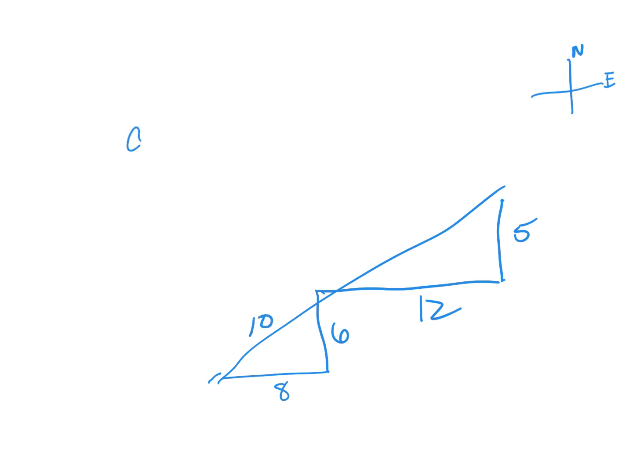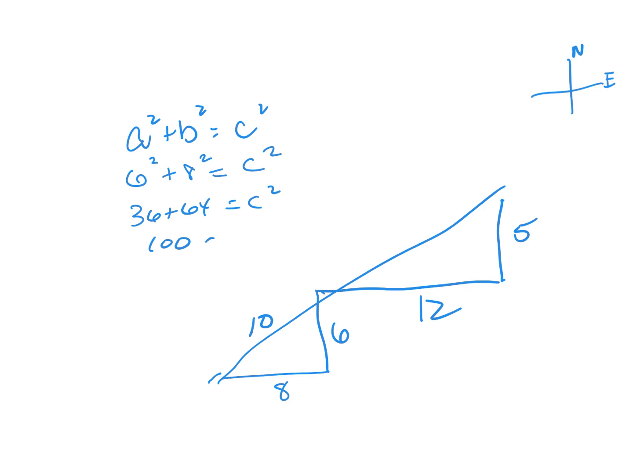You do a squared plus b squared equals c squared. And 6 squared plus 8 squared equals c squared. 36 plus 64 equals c squared. 100 equals c squared. So you square root it to get that 10 equals c. And when you do the same thing with the 12 and the 5, you get 13 here, okay?